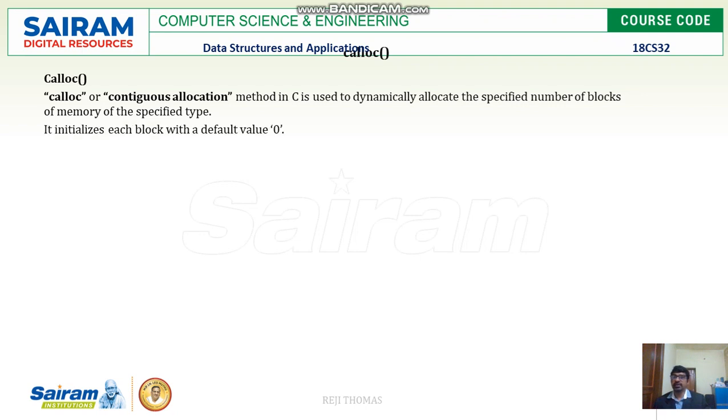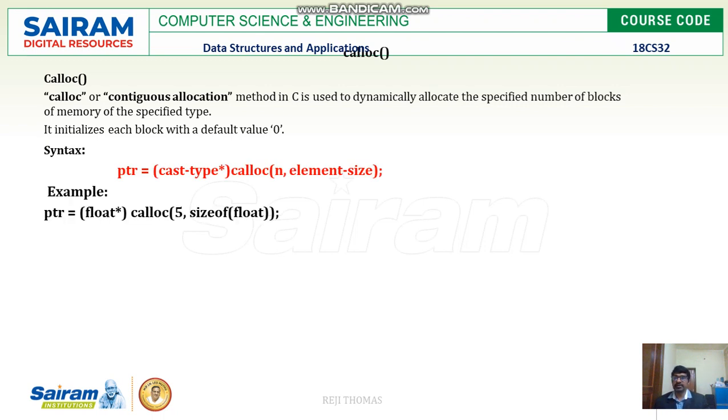So let us see the syntax. Another difference is that whatever memory is allocated, every memory location will be initialized with a 0 value. So there are two differences: one is that it allocates memory in blocks, and whatever memory is allocated, every block will be initialized with a 0 value. These are the two differences. Everything else is the same. You can see the syntax.